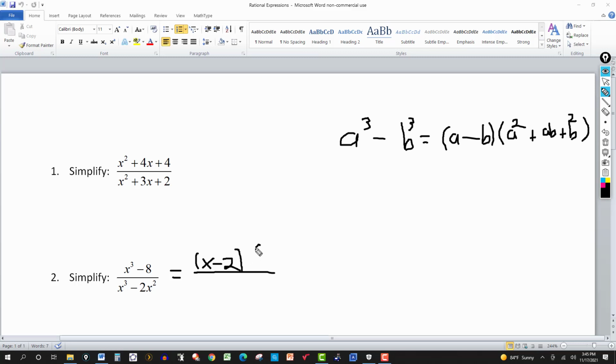Then another parentheses, and then the second factor, using this formula that I just went over, will be the square of the first term, that'll be x squared. So change the sign to a plus, and then it's this product, x times 2, that's 2x. And then it's plus the square of the second term, this is 2, square it, that becomes a 4.